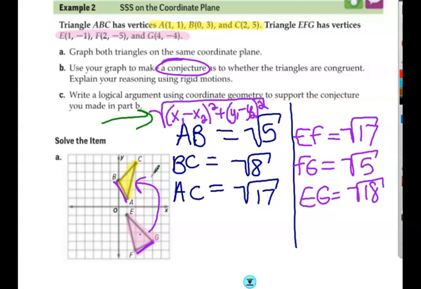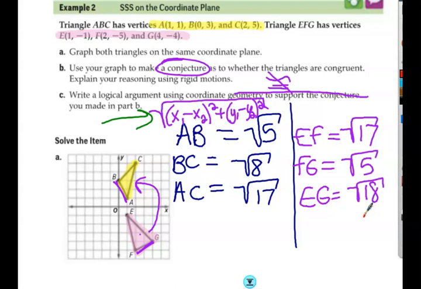So as to whether the triangles are congruent, explain your reasoning using rigid motions. So that's a fancy way of saying that they are not congruent. Okay, if we try to put one on top of the other, if you try to match them, they are not congruent. Now, C, it says write a logical argument using coordinate geometry to support the conjecture. So we have to prove that they're not congruent, okay? So we stated our case, now we need evidence.